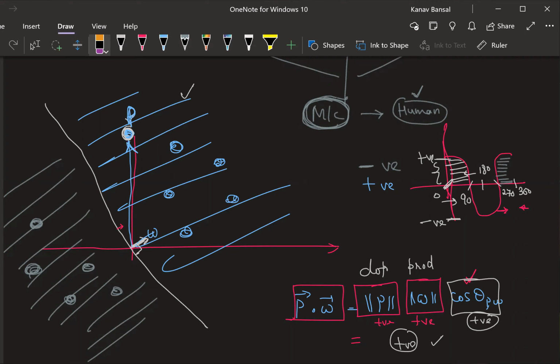This is a little difficult concept to understand from a beginner point of view, but try to maybe revise this lecture. You will be able to understand it thoroughly.